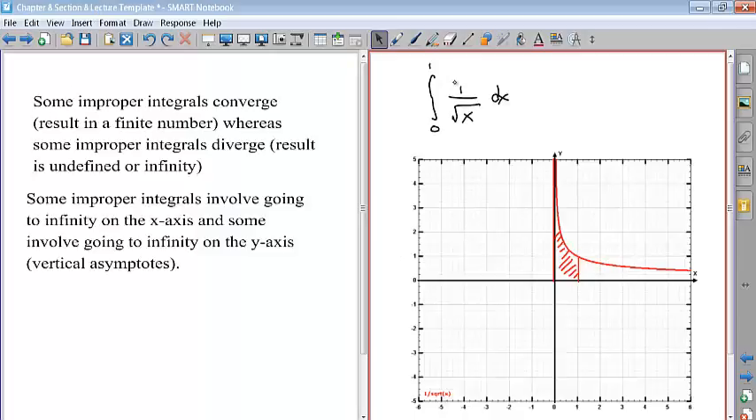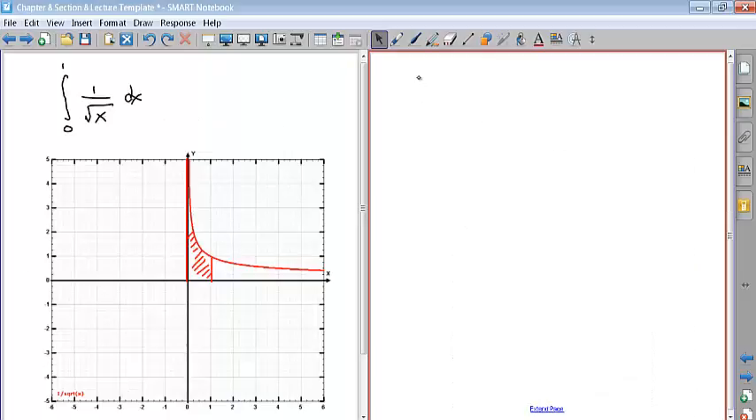So let's look at this, which is, we had 1 over x squared, so this is 1 over the square root of x. So if I plot that, it looks like that. And I'm looking for the integral between 0 and 1. Well, let's come back to that one. Let's do the other. So what if we go from 1 to infinity?